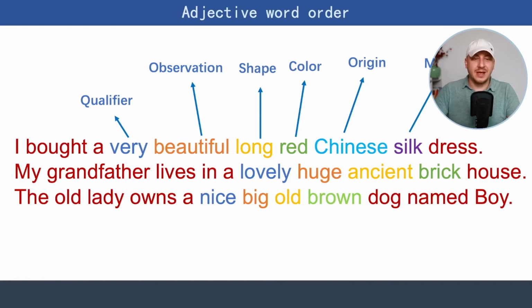Another example we have is: my grandfather lives in a lovely, huge, ancient brick house. The old lady owns a nice, big, old, brown dog named Boy.